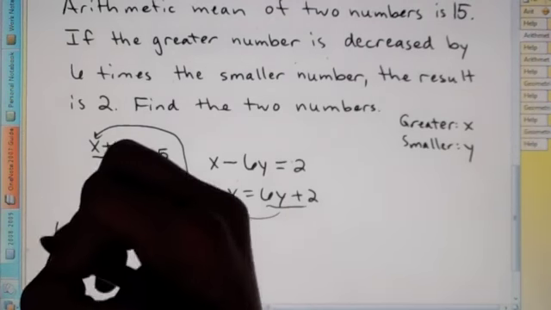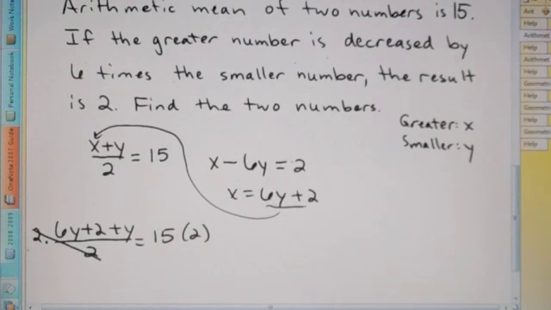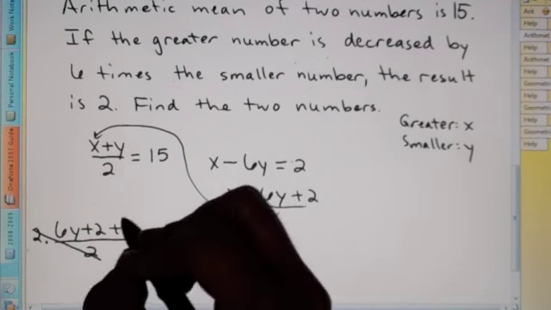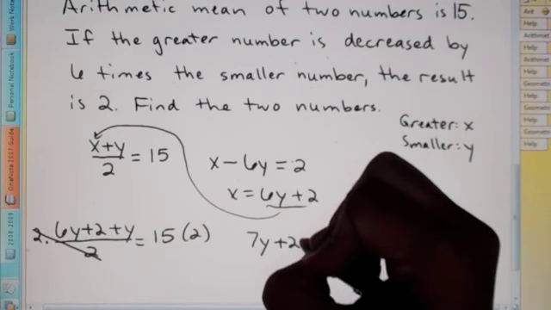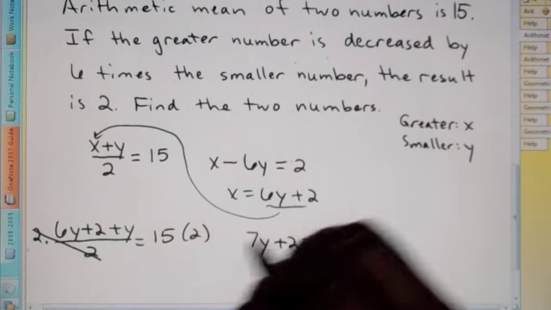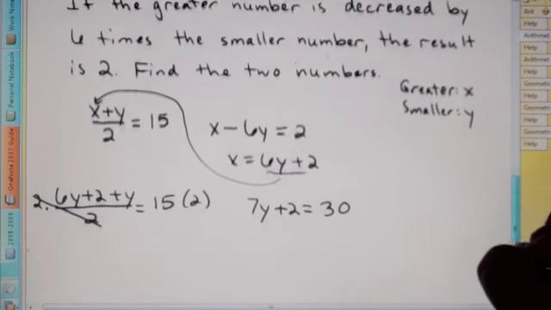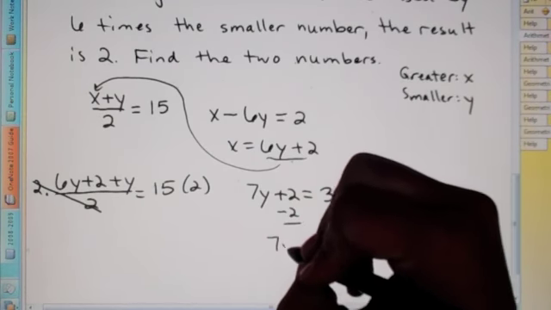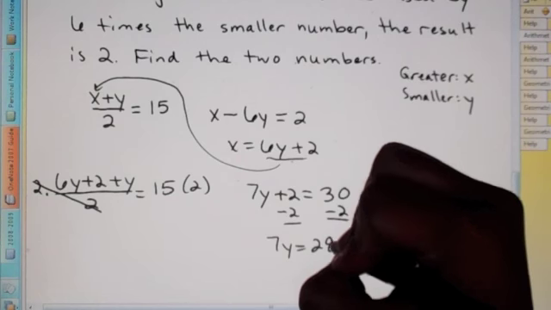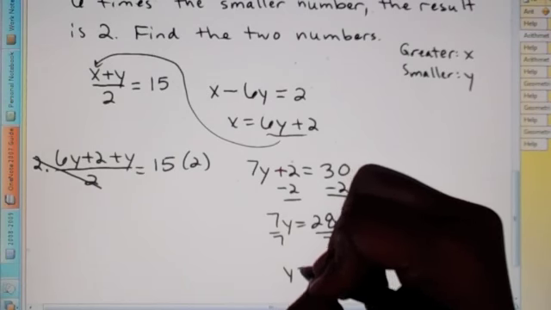First I'm going to multiply this 2 out because I want to get the 2 out of that. I don't want a denominator. So I multiply the 2 out. And here I'm going to combine like terms. So I'm left with 7y plus 2 is equal to 30. Okay? 7y plus 2 is equal to 30. So as you know, we should subtract 2. You have 7y is equal to 28. And lastly, if you divide by 7, you get y is equal to 4.